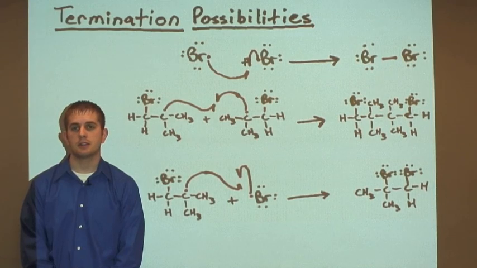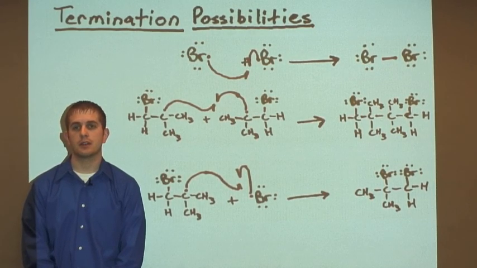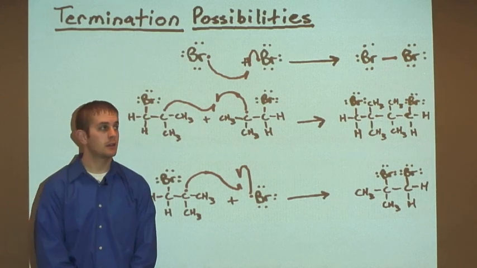Aside from participating in chain propagation, these radicals may also participate in chain termination. When two radicals couple, chain termination occurs. This results in a decrease in the rate at which the addition product forms. Let's look at a few examples of how chain termination may occur.